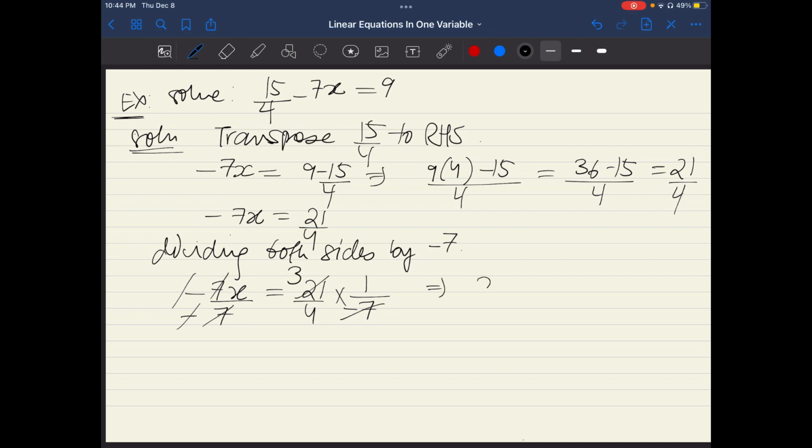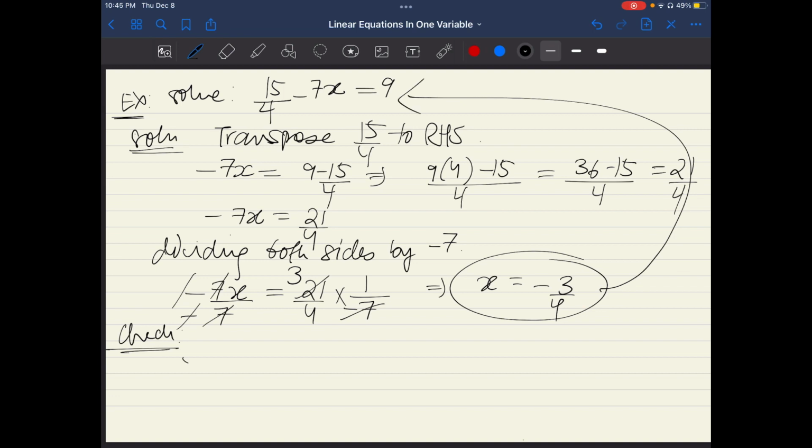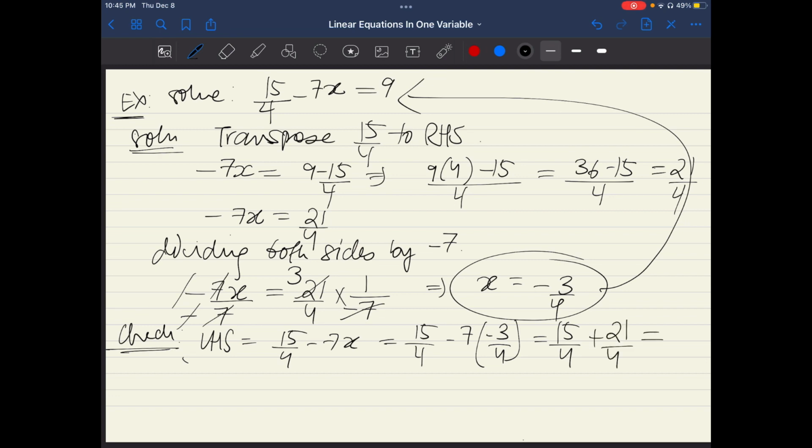And we get x equals minus 3 over 4. And now again, we can check if our solution is correct by substituting the value of x into the LHS of the equation, which is 15 over 4 minus 7x, which is 15 over 4 minus 7 times minus 3 over 4, which is 15 over 4 plus 21 over 4, which turns out to be 36 over 4, which is 9, which is the RHS. Henceforth, our solution is absolutely correct.